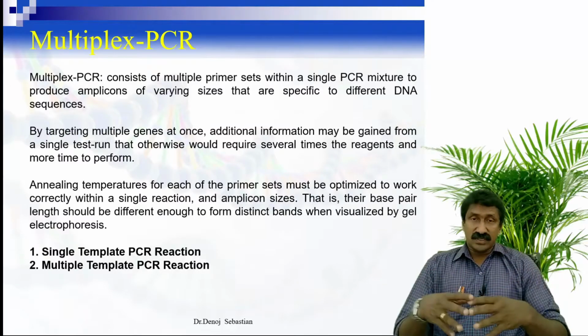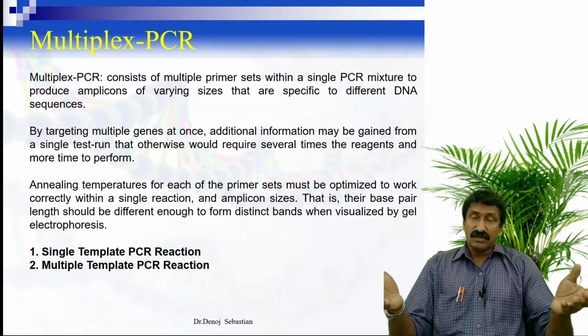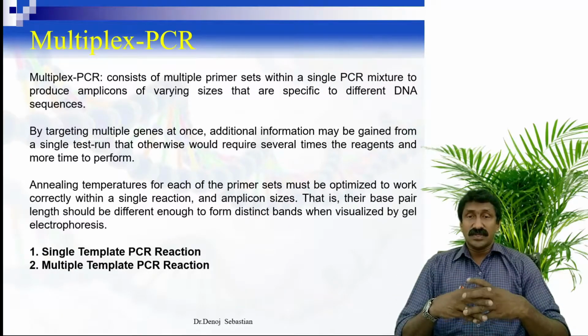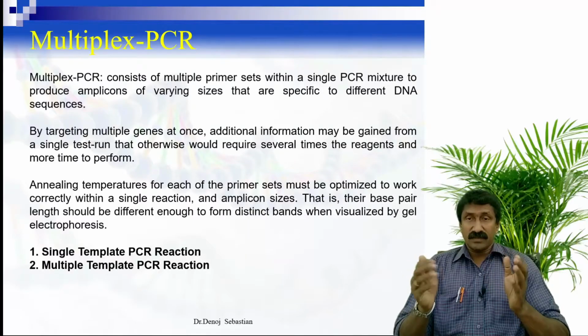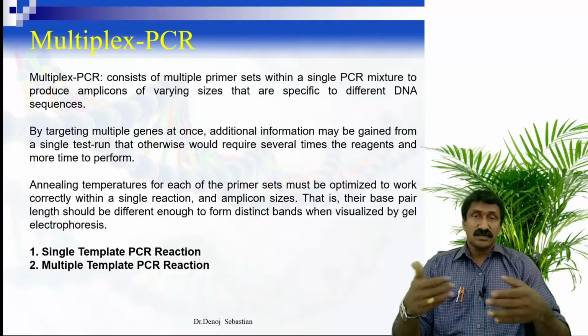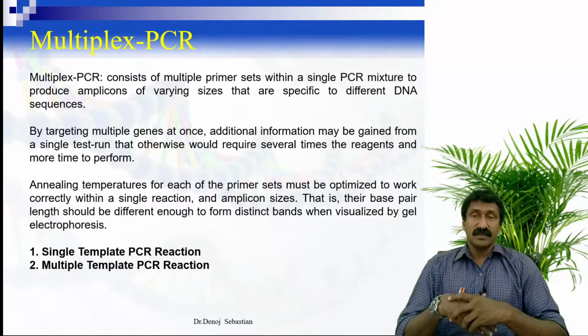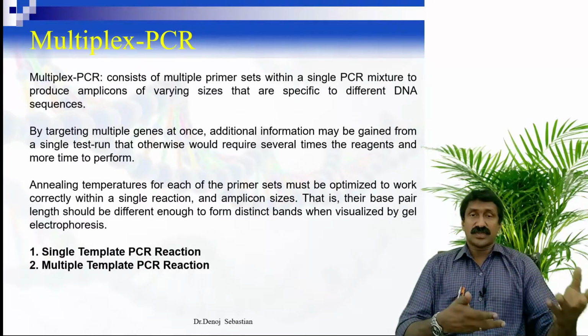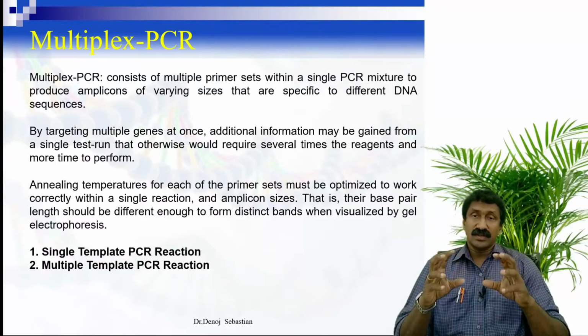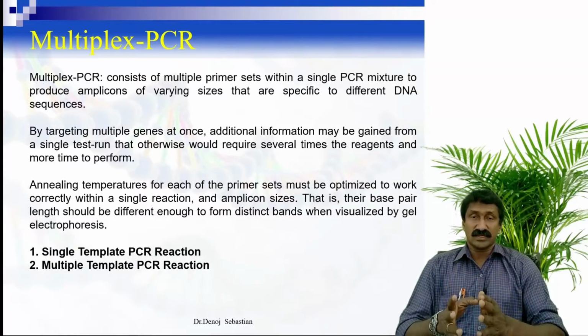So the template DNA may be a very long one, or there may be multiple template DNAs, and instead of a single pair of primers, that is a forward and reverse pair, you can use multiple sets of forward and reverse primers, so that each will amplify its own target sequence. In the single reaction mixture, instead of getting one PCR product, you will use multiple primer sets, and each primer set will amplify its own target sequence in the same reaction mixture.